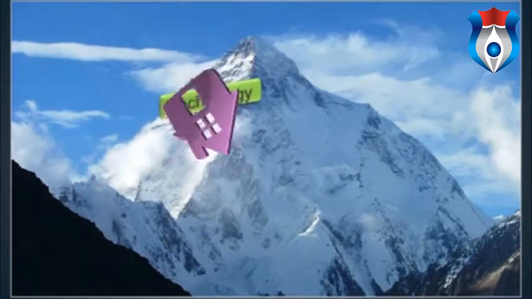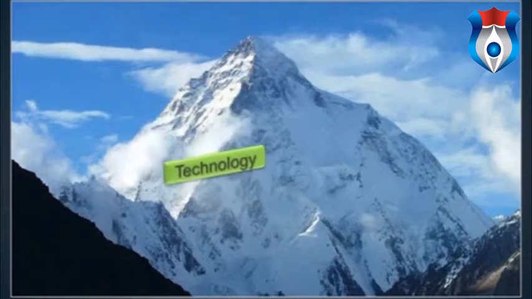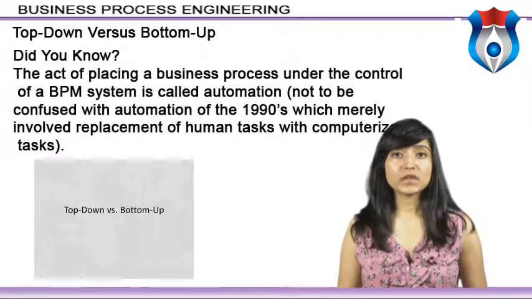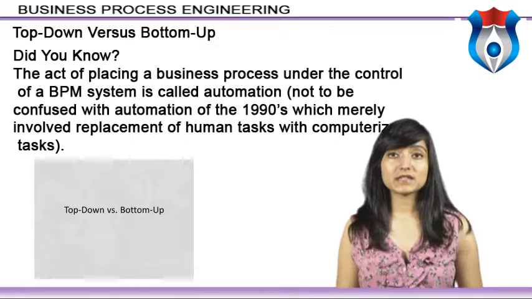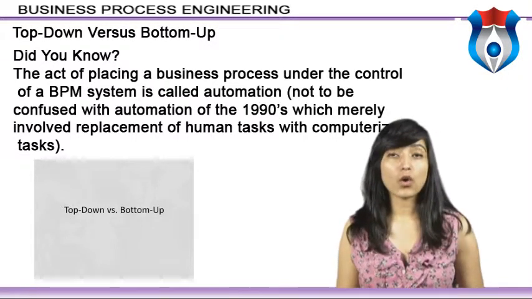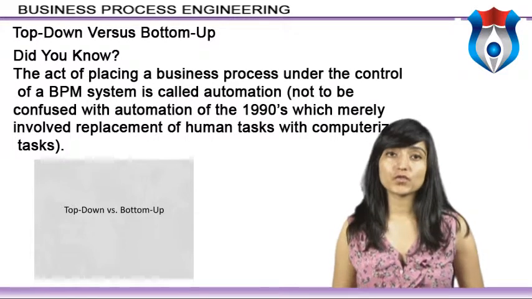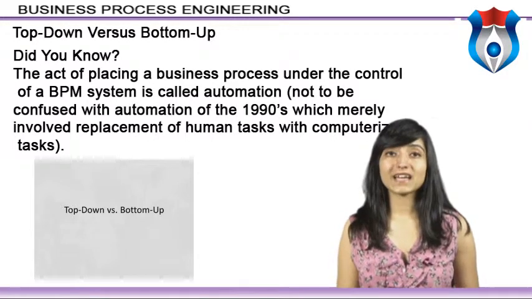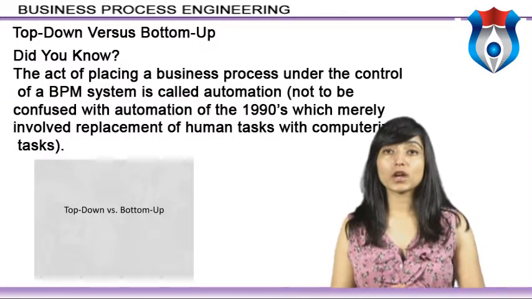Did you know? The act of placing a business process under the control of a BPM system is called automation, not to be confused with the automation of the 1990s, which merely involved replacement of human tasks with computerized tasks.